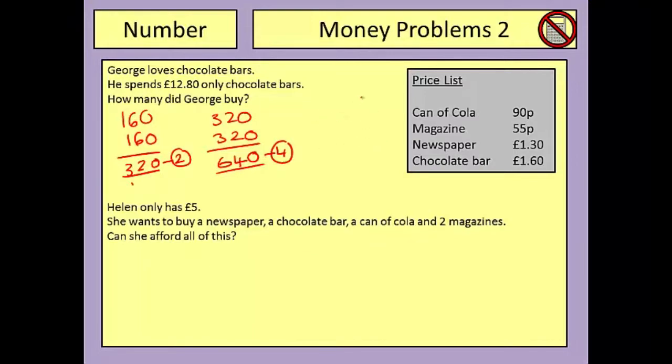I can see that's roughly halfway, so I'm going to take both of these and add these two together, which is going to give me dead on 1,280p, or £12.80, and that's for 8 chocolate bars. So in answer to this question, George must have bought 8 chocolate bars.